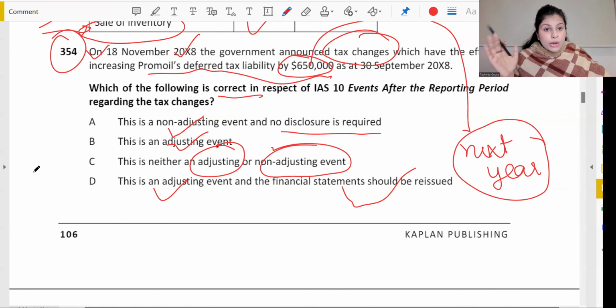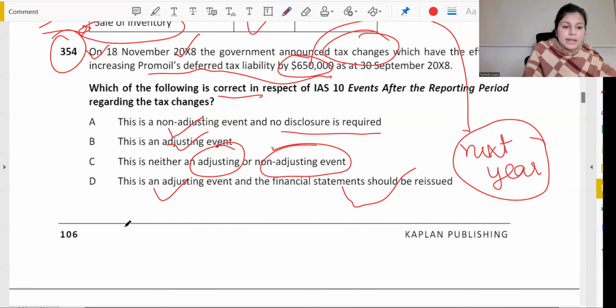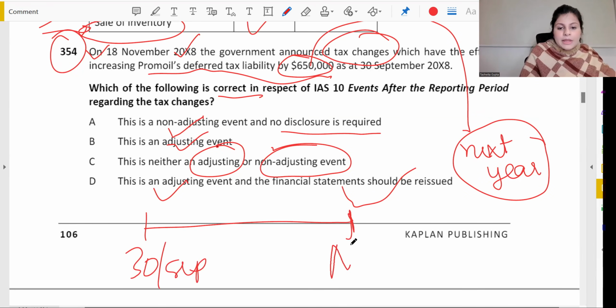Now the thing has gone. You can't reissue the things. There's no point of reissuing. So we do not consider the events which happen after the authorization for issue of financial statements. Let's suppose my year end is 30 September and I am supposed to issue my report by November. So I will just consider what happens before this.